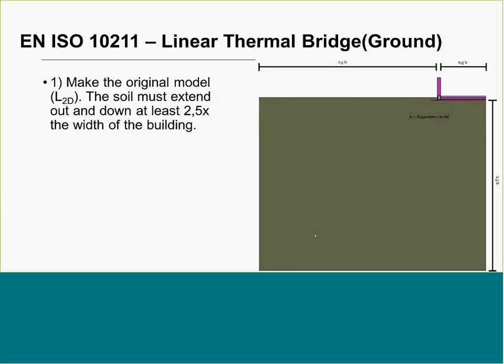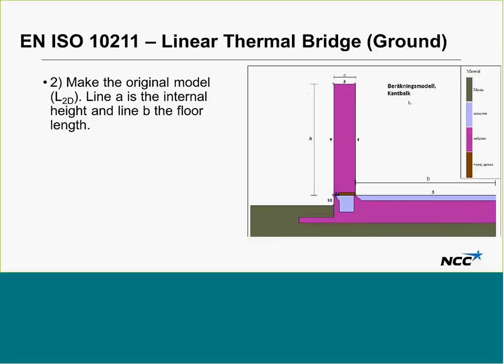In the ground, it's a little bit different. You make the L2D model the same as what you have on paper. And then for the earth, you need to have at least 2.5 times the width of the building in soil to take into account the insulation effect of the ground. So a little bit of a close-up here. You can see we have A again and B. A is the internal height from the floor, and B is the internal width of the building. Same rules for the wall height and stuff as well. 1 meter or three times the width of the wall.